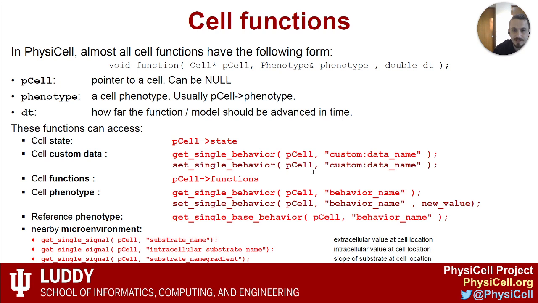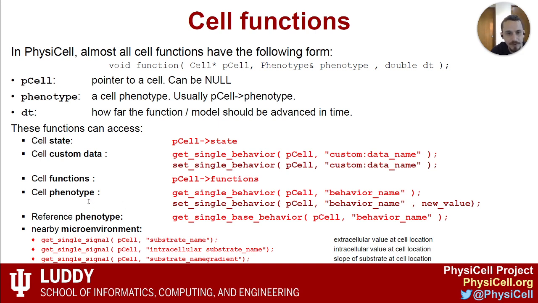So basically, the signature of almost all cell functions in PhysiCell follows this form: one pointer for the cell, the address of the phenotype, and the delta t for evolution of that function. These functions can access some features of the class cell. This is the state, and the custom data, where you can use the already built functions for setting and getting some special custom data. The cell functions, where you can measure in more detail those special functions.